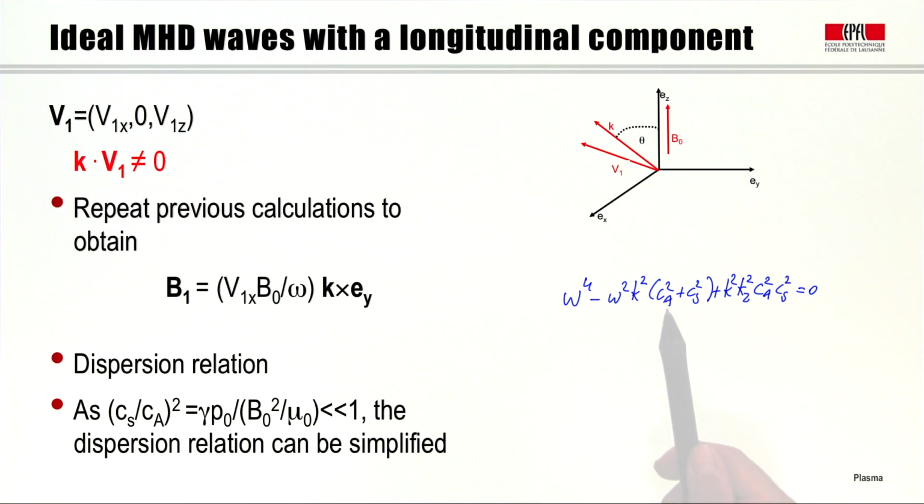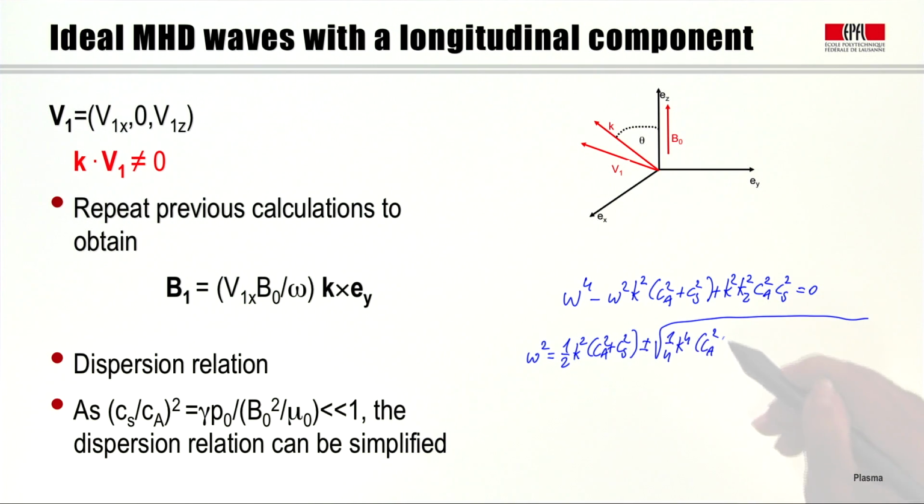We see that it has terms that depend on the Alfvén speed Ca and on the sound speed Cs, and it is in fact a quadratic relation for omega squared. We can solve this equation rather easily. So we immediately see that there are two roots of this dispersion relation for omega squared: a root with the plus and a root with the minus. We can simplify this dispersion relation because the ratio between the sound speed squared Cs and the Alfvén speed squared Ca is usually much smaller than 1 in typical plasma conditions. So we can take only terms that are first order in the ratio between Cs squared and Ca squared.